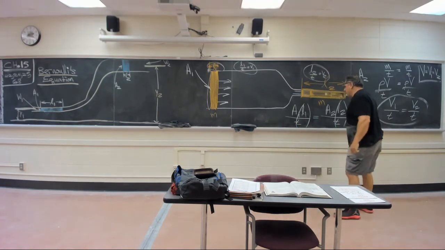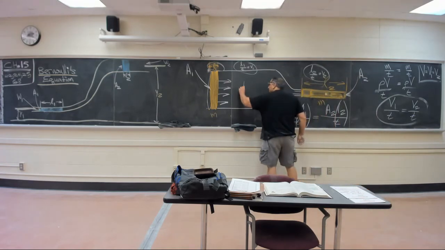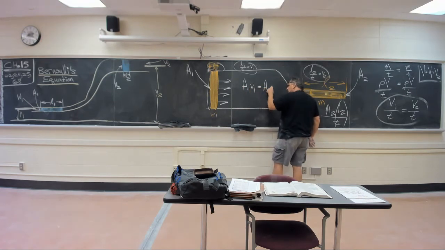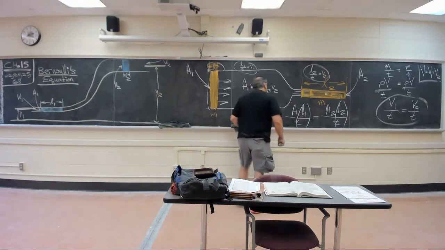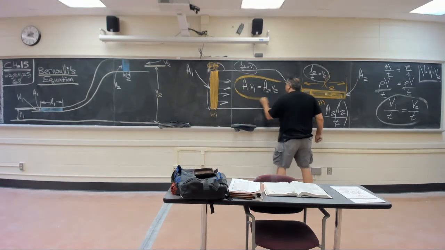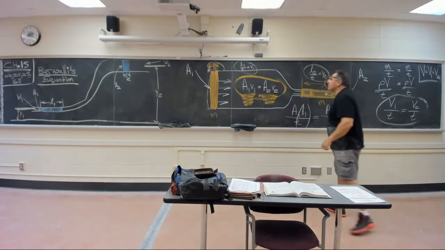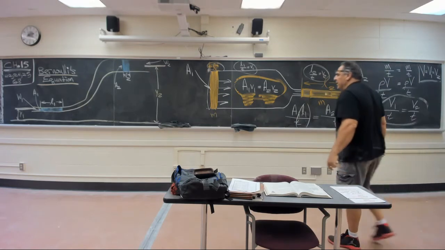What just happened here? L1 over T is small v1. L2 over T is small v2. And there you go. And that's the continuity equation.